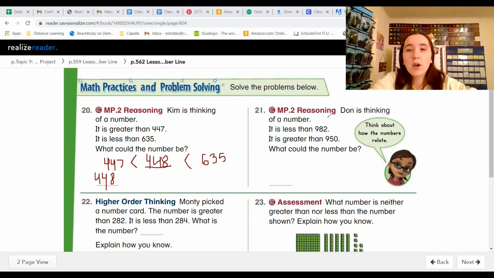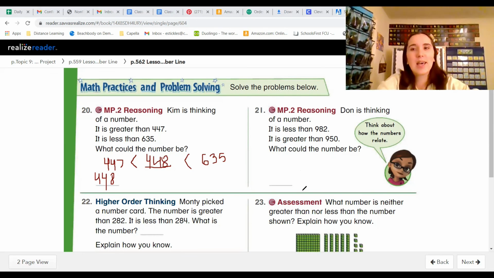Here's what it says. Donna's thinking of a number. It is less than 982. It is greater than 950. What could the number be? Try it out, see if you can figure out what number it could be, and come back to me when you got one.